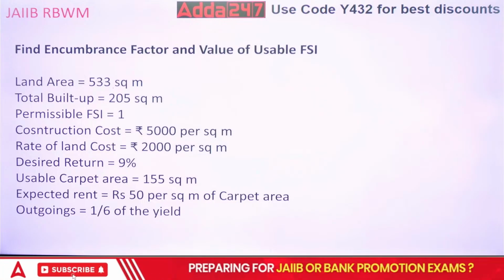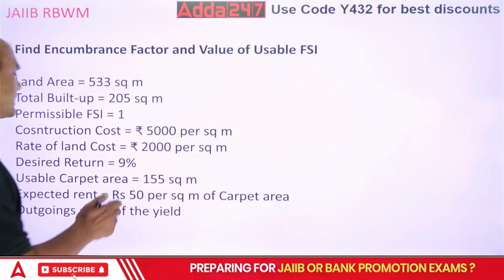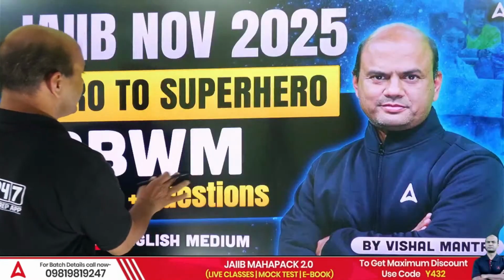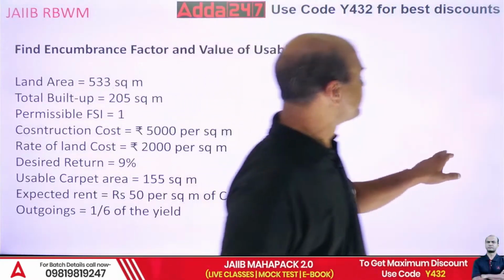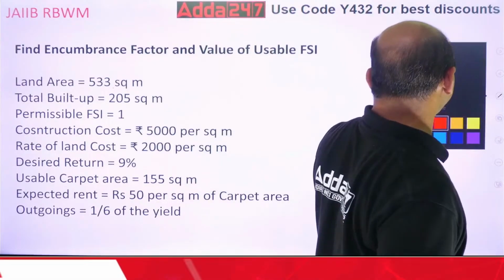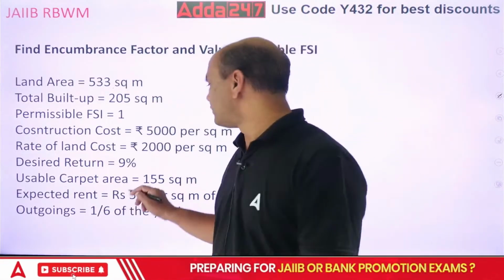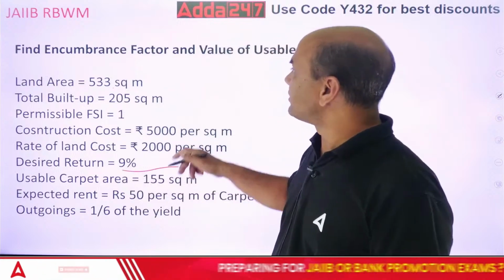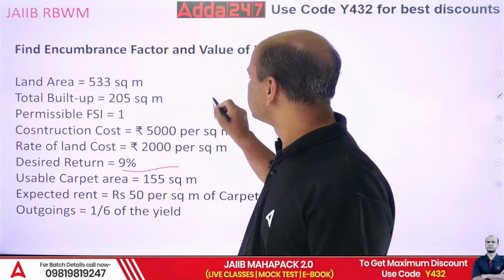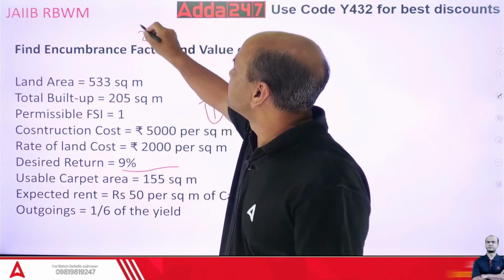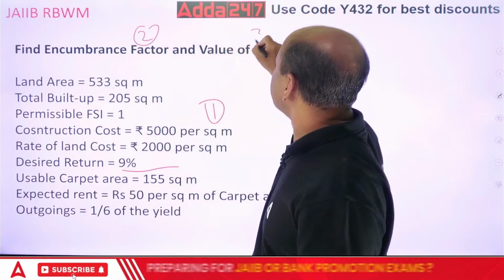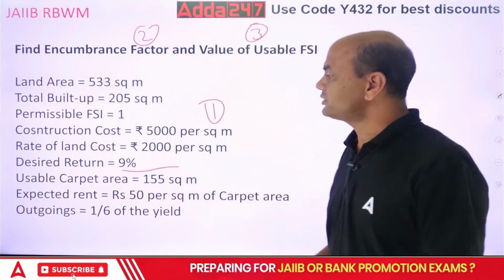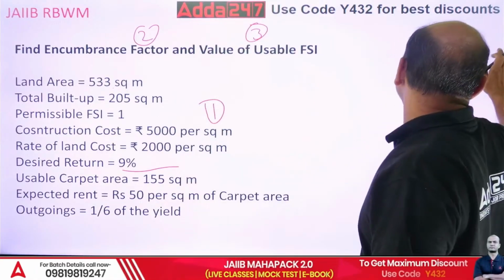First, what did I say? We have to first focus on desired yields, this part. Okay, so how to get the desired yield? Then the second part is the encumbrance. Part number 1 is desired yield, part number 2 is encumbrance, and part number 3 is FSI. Okay? So let's start with the desired yield first.